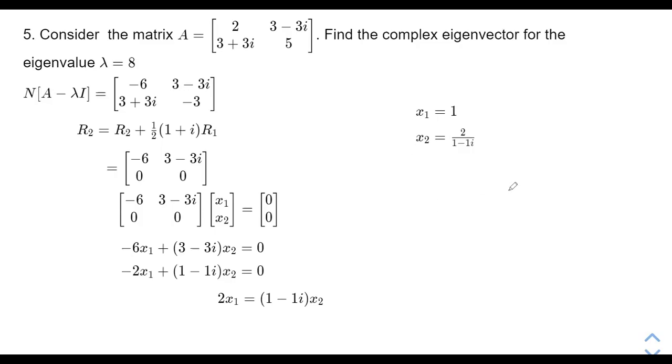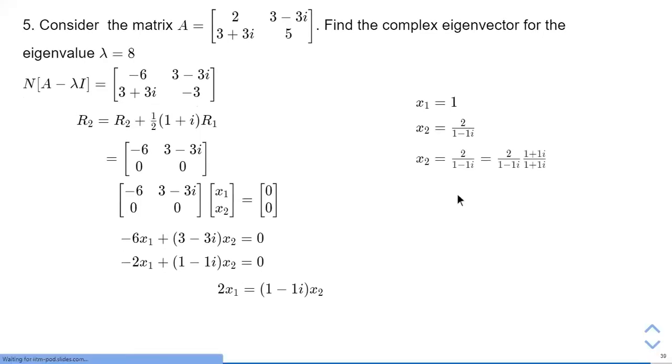So this is an eigenvector, but somehow we can rewrite this using the complex conjugate of the denominator. I am just enhancing it. So I rewrite this x2 something like this, and you will get x2 is equal to 1 plus i. So the eigenvector corresponding to the eigenvalue lambda 8 is (1, 1 plus i). Of course, any scalar multiple of this vector (1, 1 plus i) is also an eigenvector of the matrix A for the eigenvalue lambda equal to 8.